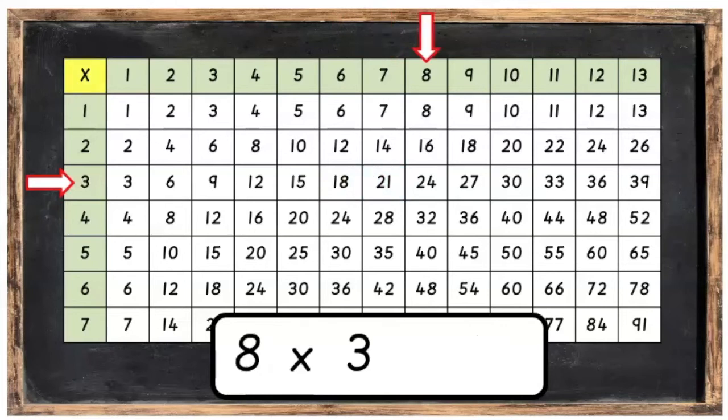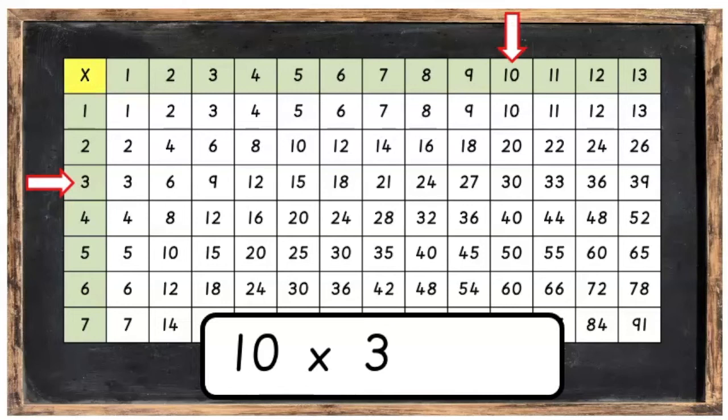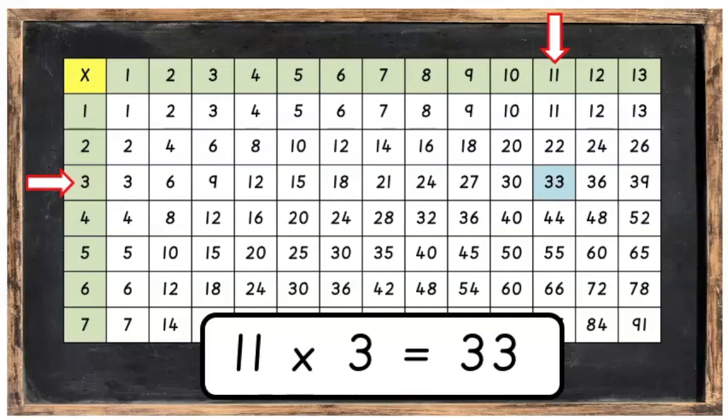8 multiplied by 3 is equal to 24. 9 multiplied by 3 equals 27. If I skip count in threes 9 times, I'm going to land on 27. 10 multiplied by 3 is equal to 30. 11 multiplied by 3 is equal to 33.